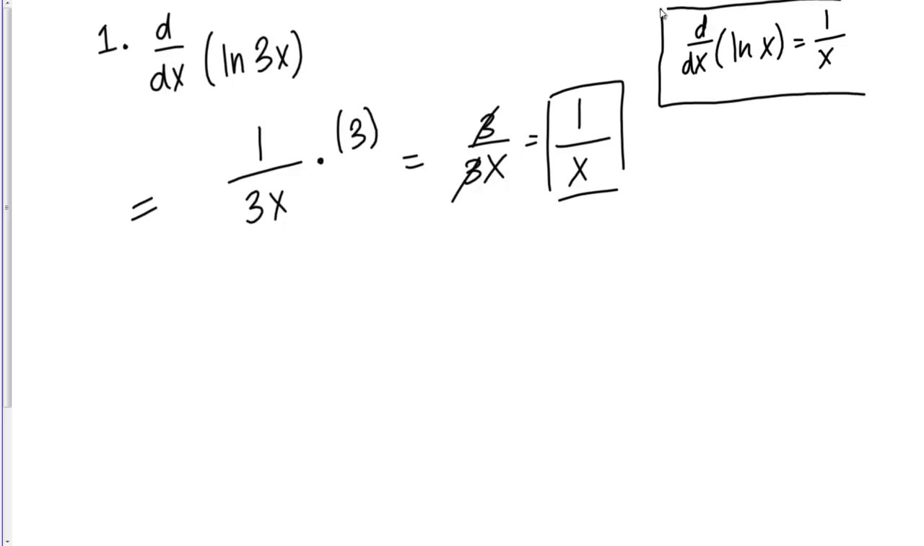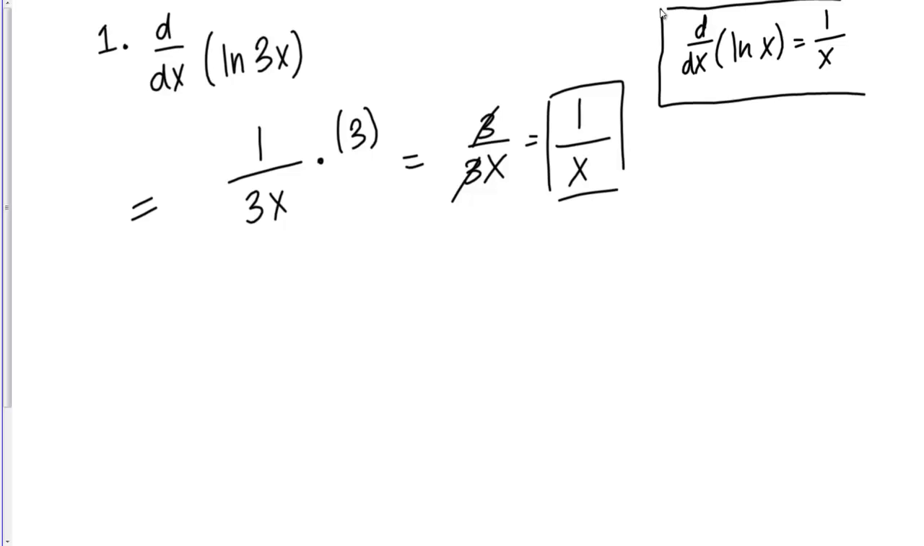So what we did there is we just did 1 over the inside of the natural log times the derivative of what's on the inside. And that's how to use a chain rule when you're taking the derivative of the natural log of something.